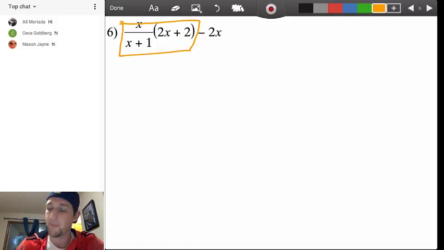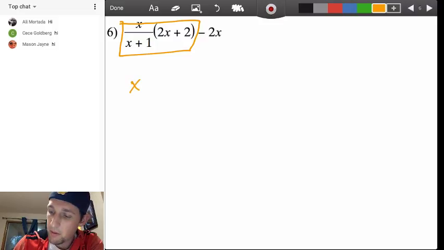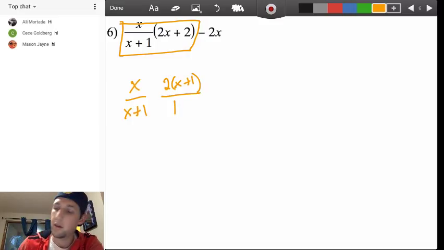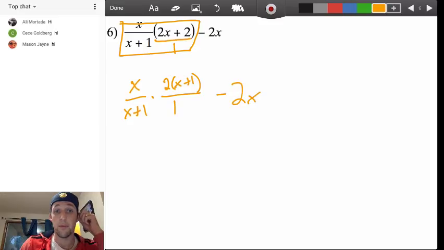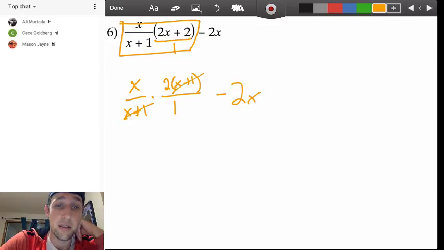Basically what I try to do is simplify that as much as I possibly can. Initially I'm going to rewrite that 2x plus 2 as 2 times x plus 1. I'm also going to put it over 1 because that's what I'm doing in multiplication. I'm going to leave my minus 2x over there just hanging out. I'm going to cancel my x plus 1s. I'm allowed to do that. I can cross cancel things, because that's a multiplication problem.